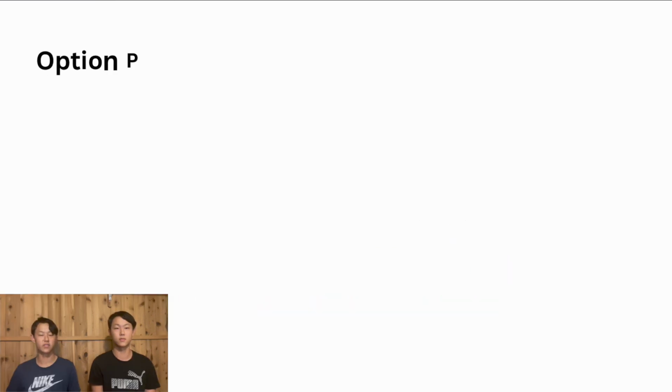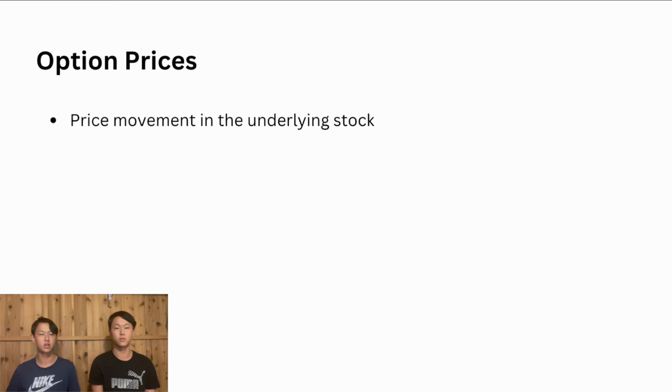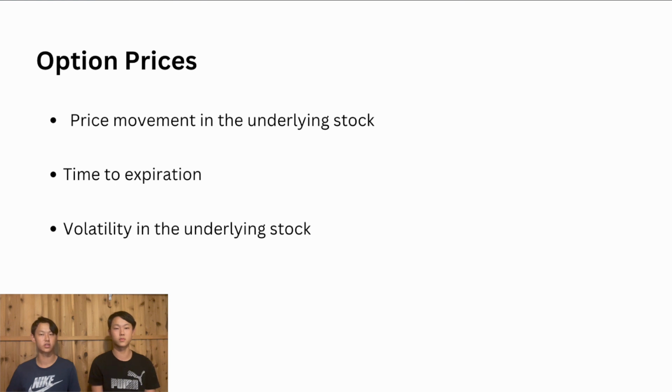There are many factors that affect option prices. These include price movement in the underlying stock, the amount of time to expiration, the volatility of the underlying stock, and the federal interest rates.